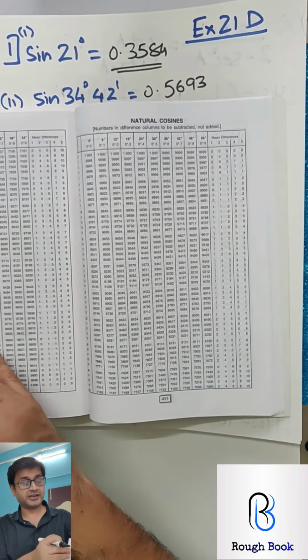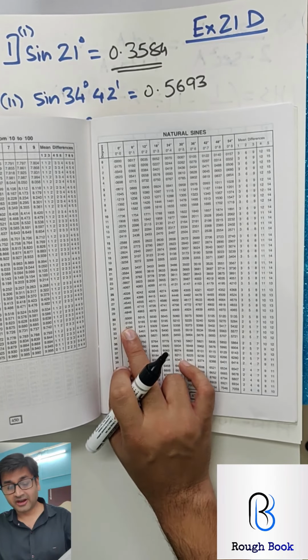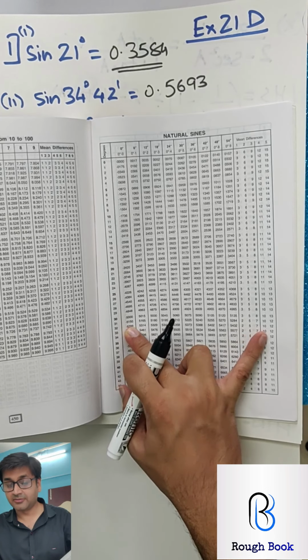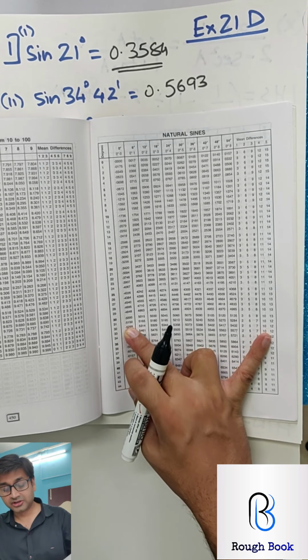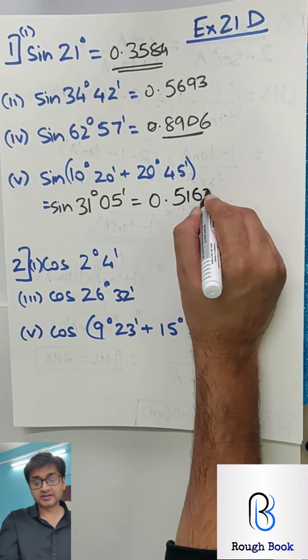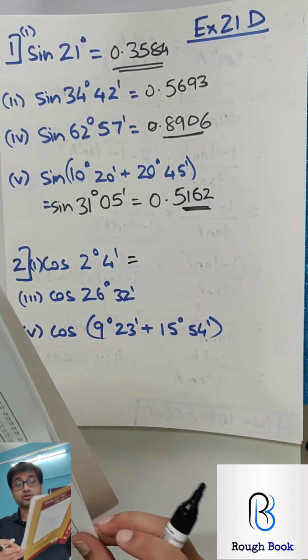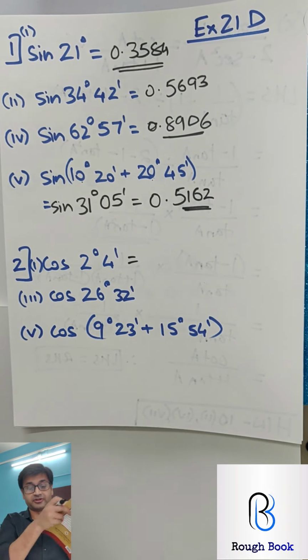So now you are trying to find sine 31 degrees, 0.5 minutes. So going back to sine 31 degrees and 0.5, 5 is not there, so you will take 0 and take mean difference 5, which is 12. So it will be 5162. So you will add 0.5162. Exactly same. Come on, cos, find out for cos. Only mean difference you have to subtract, don't forget that.